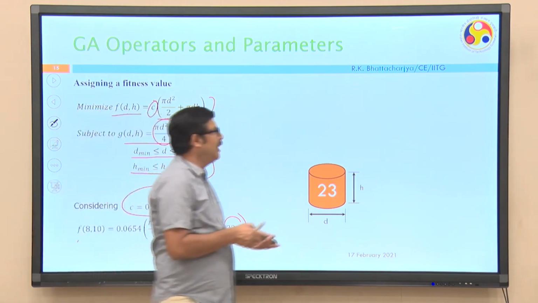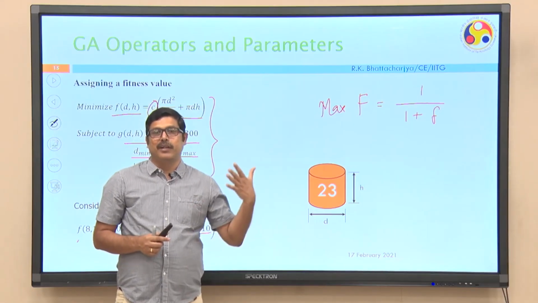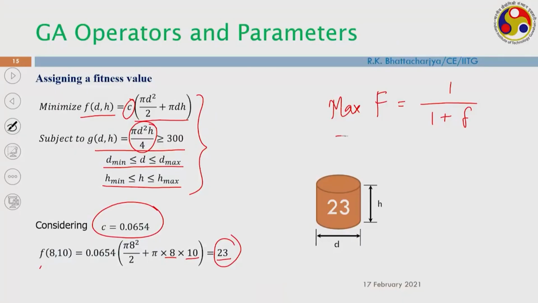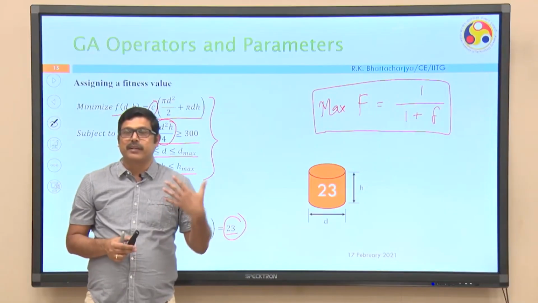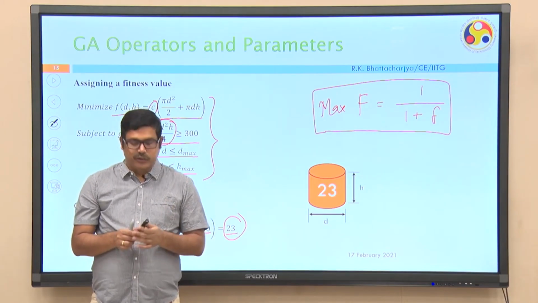But if you have any difficulties with that concept, I can also convert to capital F, and in that case I can maximize this. Capital F I can write as 1 by 1 plus small f. So, if capital F is more, that means the solution is better. If capital F is lesser, then the solution is inferior. I am not using it right now, but you can use this one also. I can convert a minimization problem to a maximization problem using this, but what I am doing here is trying to see the objective function value, and if it is lesser, that is a better solution, and if it is more, that is an inferior solution.